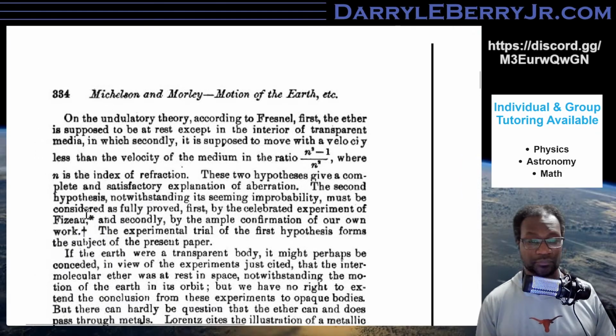"On the undulatory theory, according to Fresnel, first, the ether is supposed to be at rest except in the interior of transparent media, in which, secondly, it is supposed to move at a velocity less than the velocity of the medium in the ratio" And I can't tell what that exponent is. It's 2 or 3. It seems like where n is the index of refraction, like with Snell's law. "These two hypotheses give a complete and satisfactory explanation of aberration. The second hypothesis, notwithstanding its seeming improbability, must be considered as fully proved first by the celebrated experiment of Fizeau, and secondly by the ample confirmation of our own work."